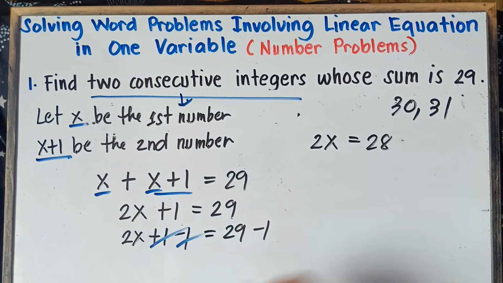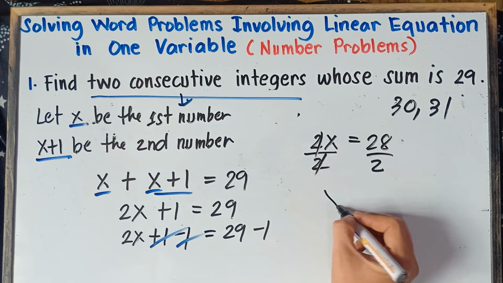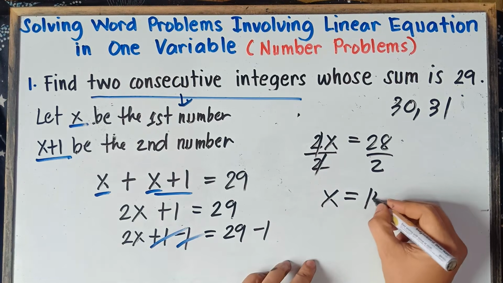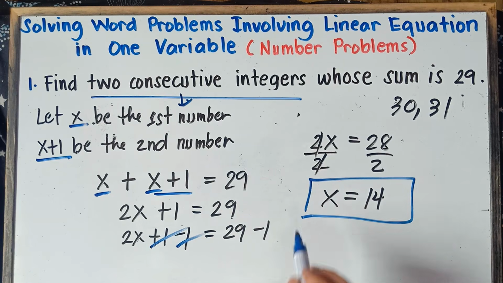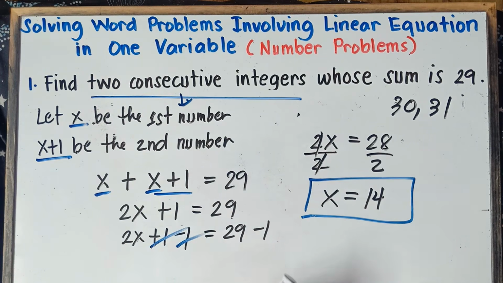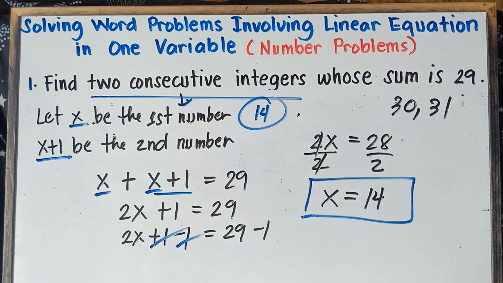That would be 28. And then, to get the value of x, we can apply the division property of equality. Divide both sides by 2. Cancel this out. So x equals 28 divided by 2. What's the answer, class? That's correct, that would be 14. So therefore, class, x is equal to 14. Our first number is x, so our first number is 14.